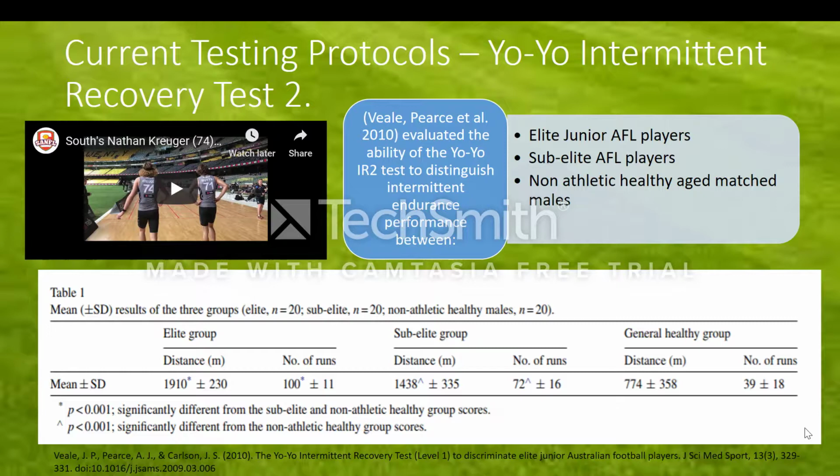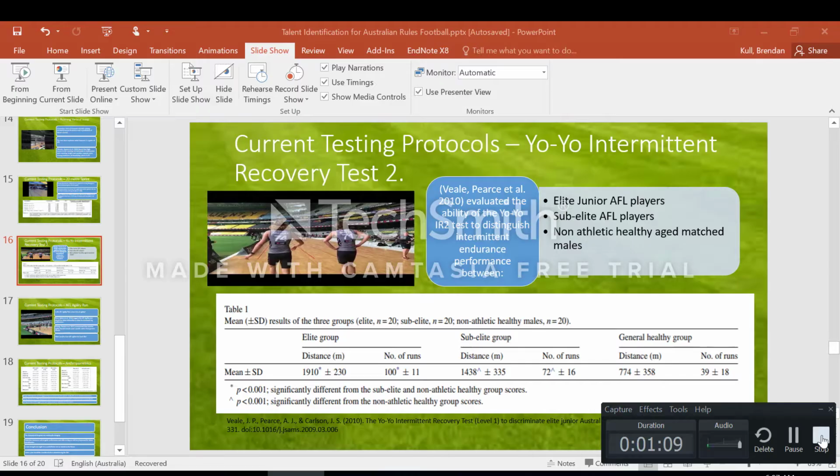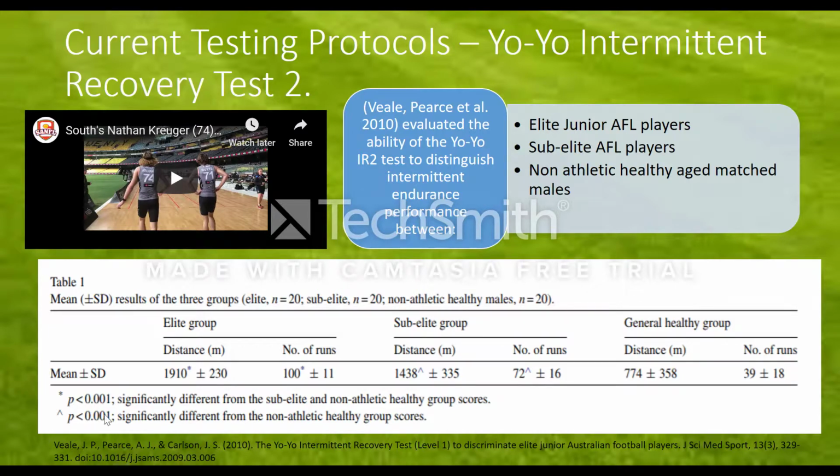The results of the study found that the yo-yo test was able to easily distinguish intermittent endurance ability between the three groups tested, with the elite group running on average 432 metres further than the sub-elite group and 1,136 metres further than the non-athletic group. If we have a look at the p-values here, we can see that these results represent a significant difference between each of the three groups.